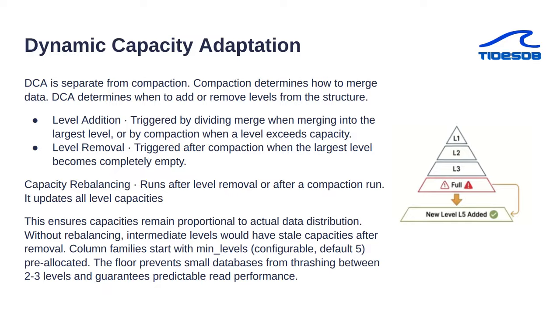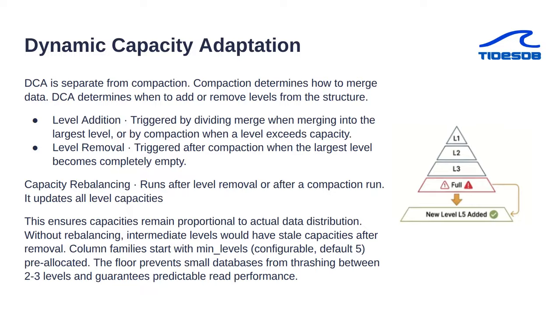So level addition is primarily triggered by a dividing merge when merging into the largest level, or by compaction when a level exceeds its capacity. Level removal is triggered after a compaction when the largest level becomes completely empty. Rebalancing runs after level removal or after a compaction run. It updates all level capacities. This ensures capacities remain proportional to actual data distribution. Without rebalancing, intermediate levels would have stale capacities after removal.